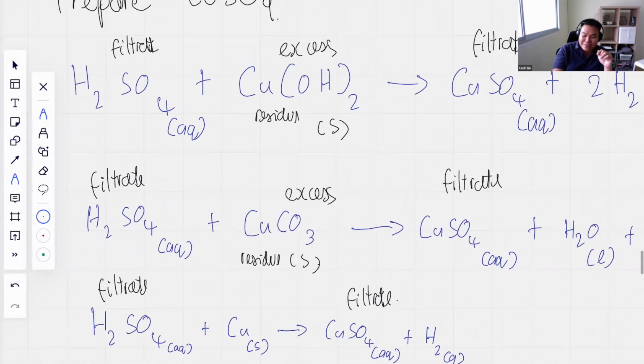So the one that is solid, which is the residue, you purposely put it in excess. That's why it's called the excess solid method.